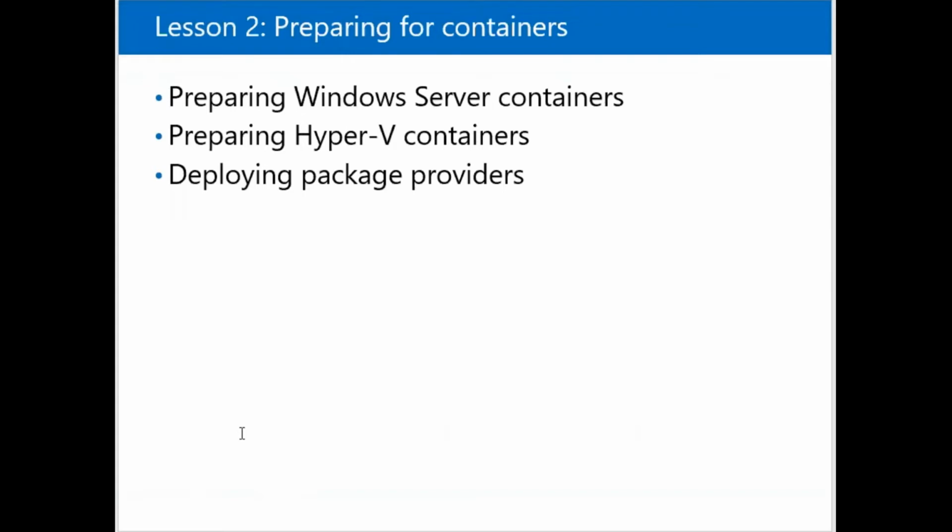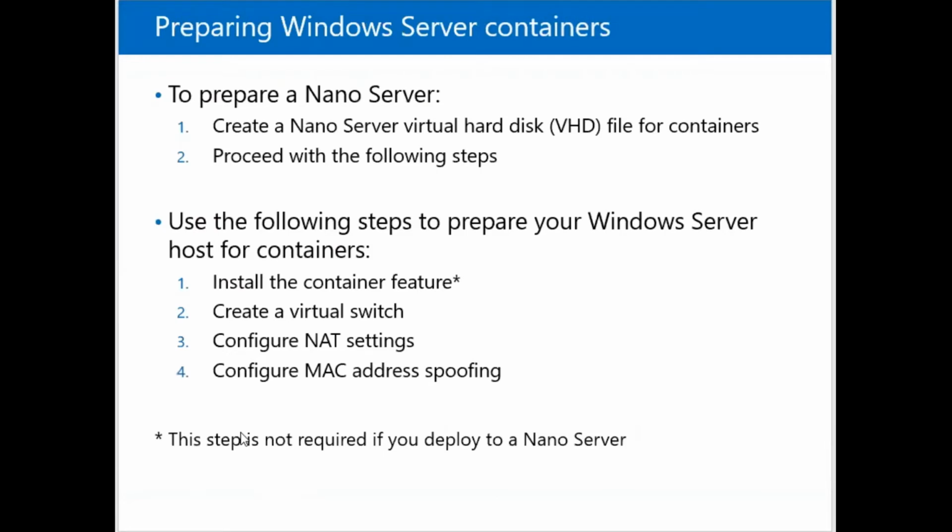So, preparing for containers: preparing Windows Server containers, Hyper-V containers, and package providers. Let's have a look at these topics. To prepare Nano Server, we're talking about Windows Server containers. Create a Nano Server VHD file for containers. Proceed with the following steps: install container features, create a virtual switch, configure NAT settings, and configure MAC address spoofing. So these are the steps required when you install these containers.